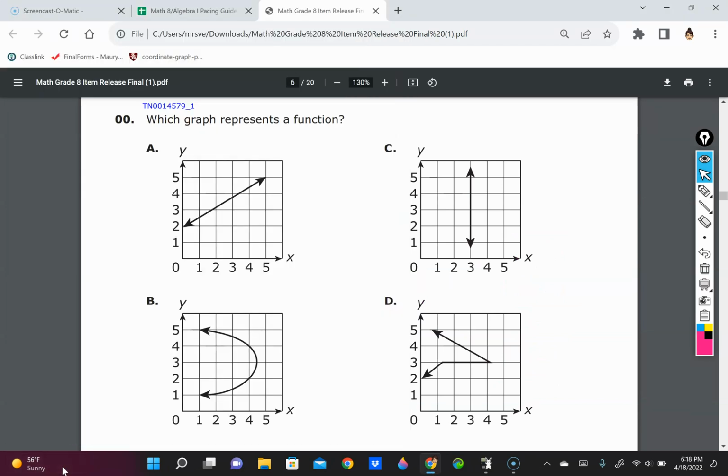The next question, which graph represents a function? A function is where your x values do not repeat. So A is the only one that is a function. C has repeating x values, D has repeating x values, and B has repeating x values.